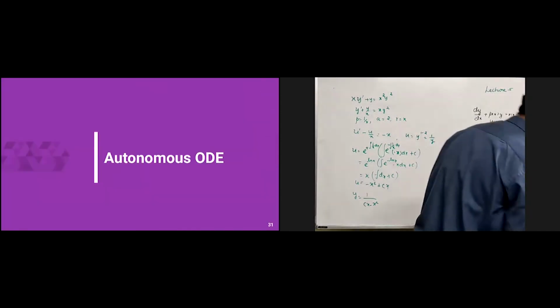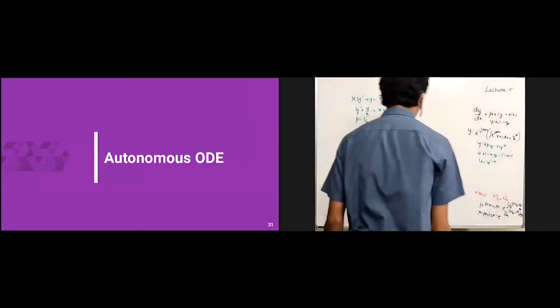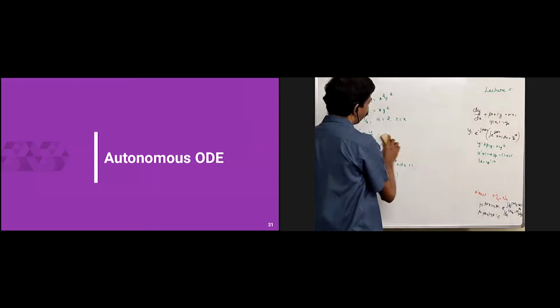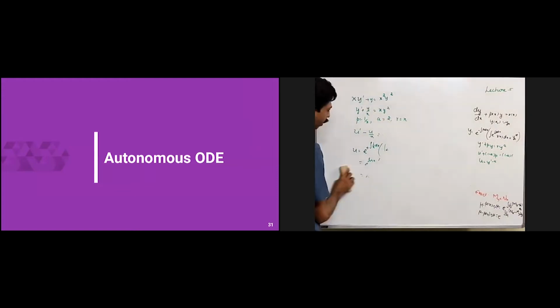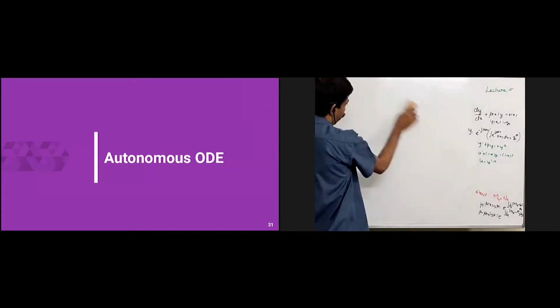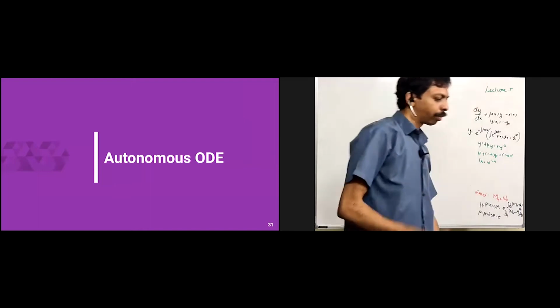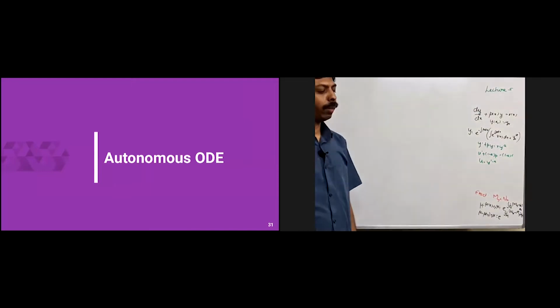Now we have one more concept called autonomous ODE. In autonomous ODE, what we are going to deal... So this is a particular case of Bernoulli equation. We are going to get some of the Bernoulli equation, or we'll say it's not a particular case, I will say. Sorry. Now we are going to deal with autonomous ODE.